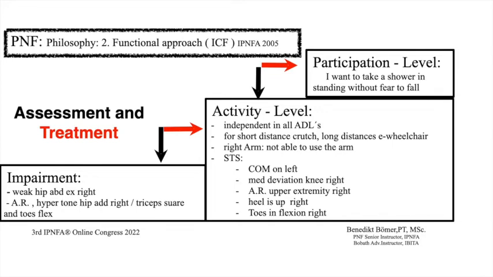And from sit to stand, her center of mass was on the left side. She had a medial deviation in the knee on the right side. She showed an associated extension, and her heel was up and the toes in flexion. The impairments for me in this treatment session were weak hip abductors and external rotators on the right side. She shows an associated extension, hypertone hip adductors on the right, and the triceps surae was hypertone, as well as the toe flexors.